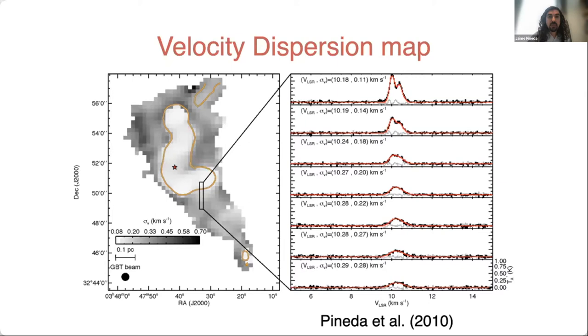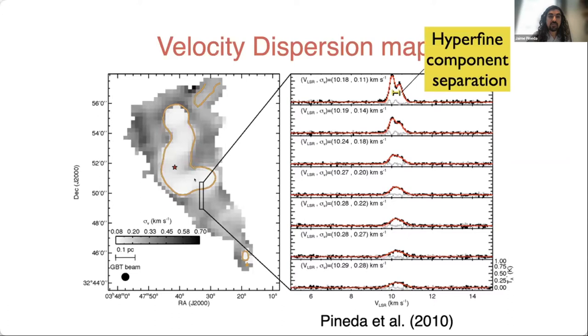So, we make a cut along this transition between subsonic and supersonic, and we show the main component of the line. And what you can see is that as you go along the cut, the separation between these two bumps, which are just the upper fan component separation, starts to be filled up by emission. And that's because of the broader line widths that are observed.